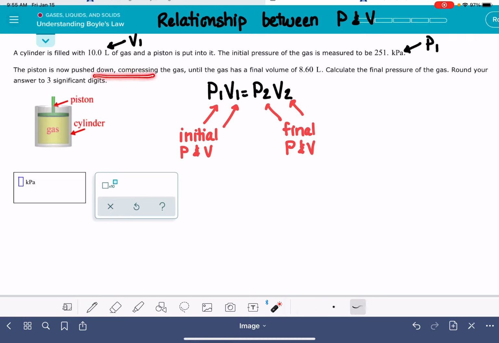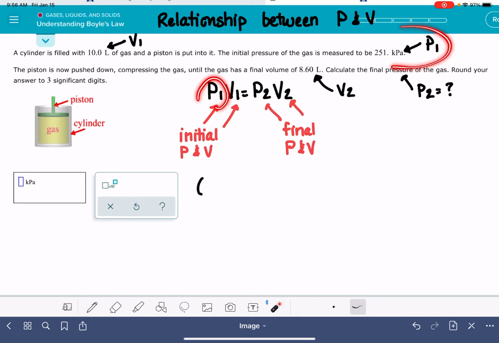The piston is pushed down and compresses the gas until the gas has a final volume of 8.6 liters, so that's our V2, and we're being asked to calculate the final pressure. So that's the thing that we're trying to figure out here. So we've got kind of two options of how we want to proceed. We could begin by just plugging all the numbers into this equation as it is written, or we could begin by rearranging this equation prior to putting any numbers into it, isolating the P2 variable, and then plugging our numbers in.